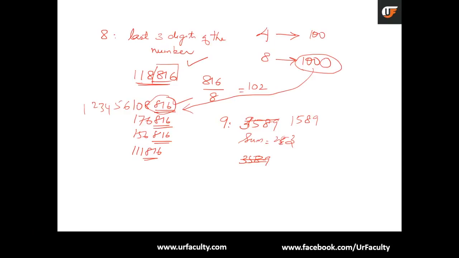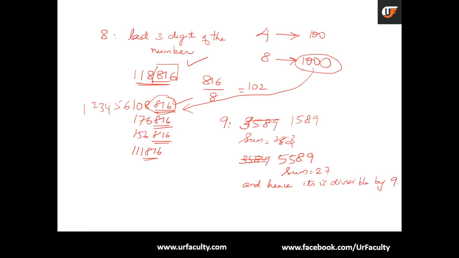Now let's take another example. In this case, we know that 27, so we are short by 4 numbers, so we just need to make it 5589. When we make it 5589, 5 plus 5 is 10, 10 plus 8 is 18, 18 plus 9 is 27. So the sum is equal to 27, and hence this number is divisible by 9. Isn't it simple?